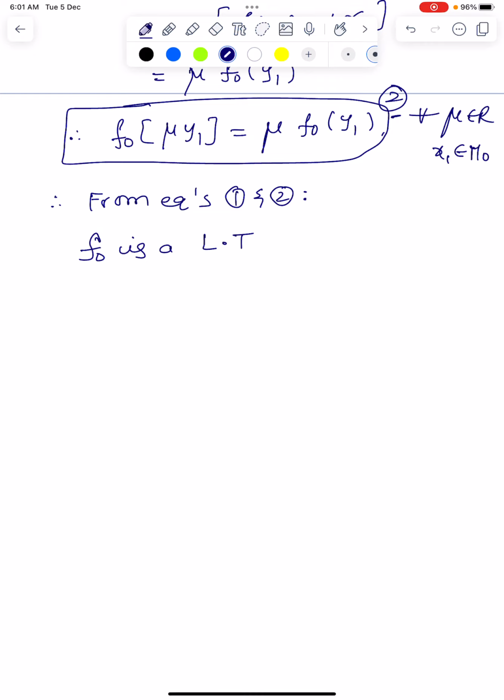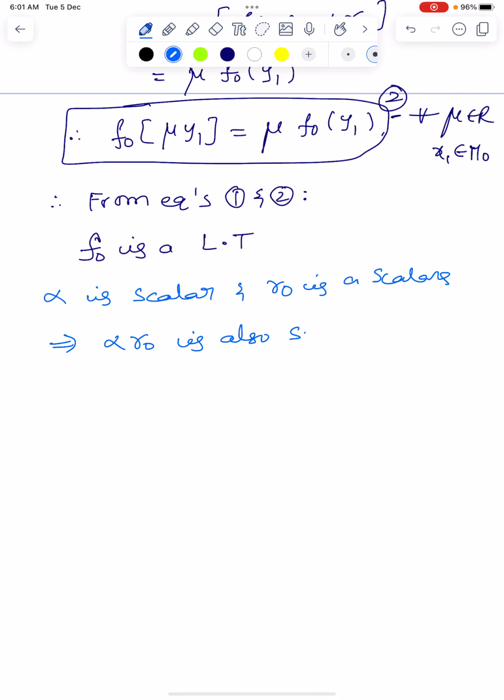Now we have to show that it is continuous. We know that alpha is a scalar and r naught is a scalar. They both are from the field, which implies alpha into r naught is also a scalar. And every scalar is continuous. It means alpha r naught is continuous.